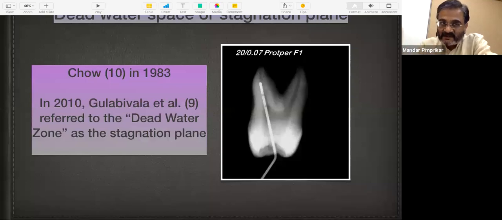Now, there was another theory or study by Dr. Gulabivala. This is dead water space or stagnation plane. Now, imagine this scenario where your needle is inserted. You're treating the upper tooth, the maxillary tooth. These are the 2 side ports for the needle, and you start pushing the solution. The solution will hardly reach the tip of the needle. So, when side-vented needles are used and you extrude the solution, it is inactive 1 millimeter beyond the tip of the needle.